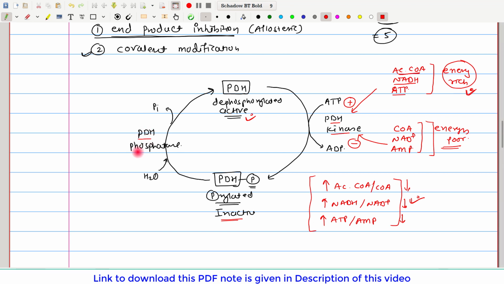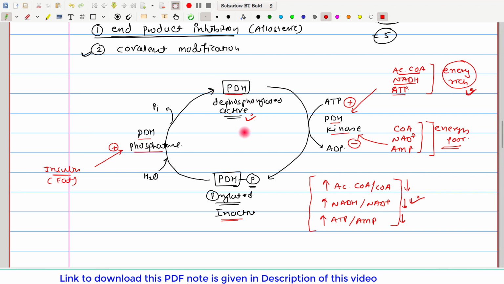Now, PDH phosphatase is also under regulation. See, insulin stimulates this PDH phosphatase, and this occurs especially in fat tissue or adipose tissue. So what will happen in the presence of insulin? More of the PDH will be active. So more and more acetyl coenzyme A will be formed. And this acetyl coenzyme A can be converted to fat, cholesterol or ketone bodies, right. So that is the function of insulin.